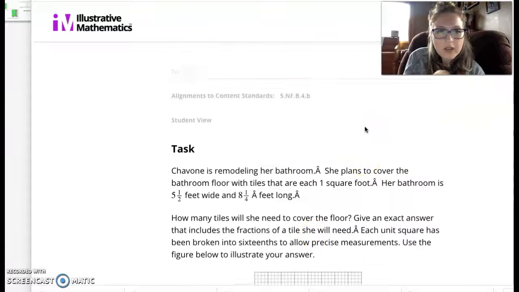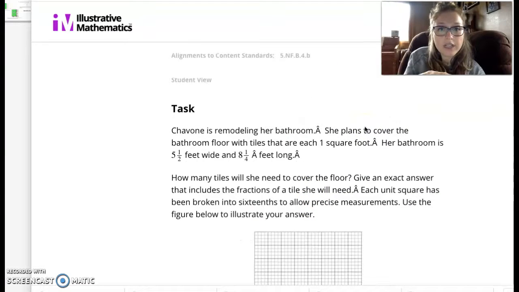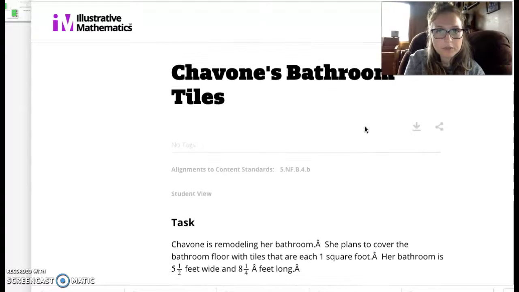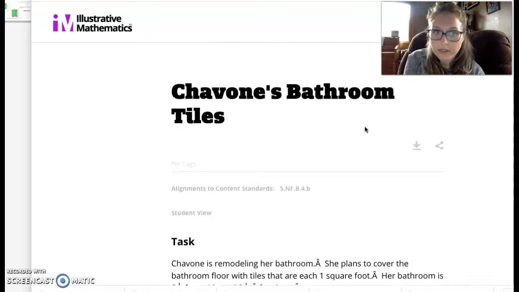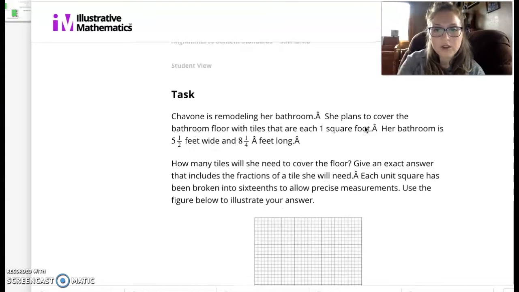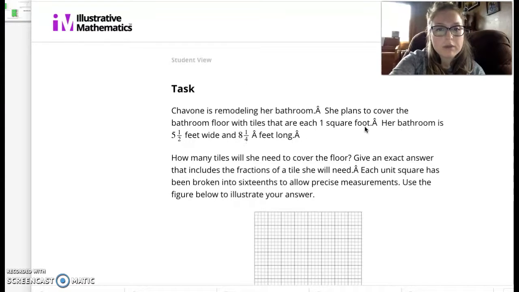Hey, fifth graders. So I want to give you a quick rundown. Once you turn in the Siobhan's bathroom tiles assignment, this is what you'll get to kind of explain it to you. So she was remodeling her bathroom, right?